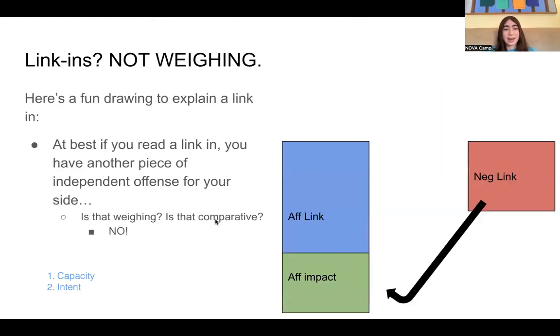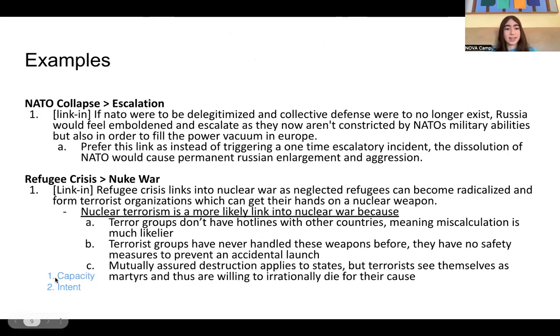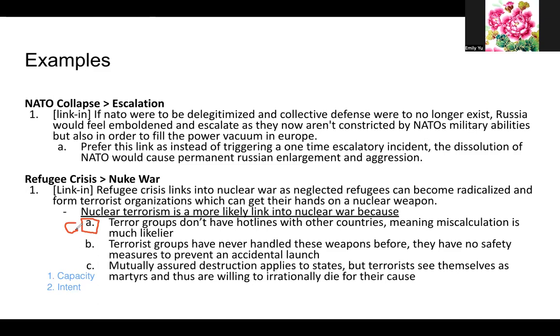Let's go back to what I was talking about now that we have capacity and intent. Let's take these three warrants here on actor analysis. Someone tell me, we're going to label it C or I: capacity for C, I for intent. For this first warrant, for A, is this capacity or intent that we're analyzing? Capacity. Why is it capacity? Because terrorists don't have hotlines, so it doesn't have to do with whether they want something. It's what they don't have. Exactly. Perfect. Thank you.